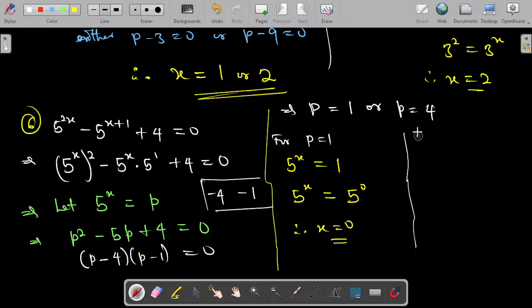So we now go for the other value of p, when p is equal to 4. Right? This is beautiful. The same way, 5 to the power of x will be equal to 4. Here we try to write 4 in base 5. Now the question is, can we write 4 in base 5?